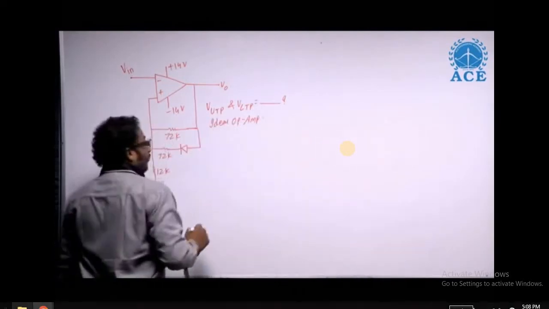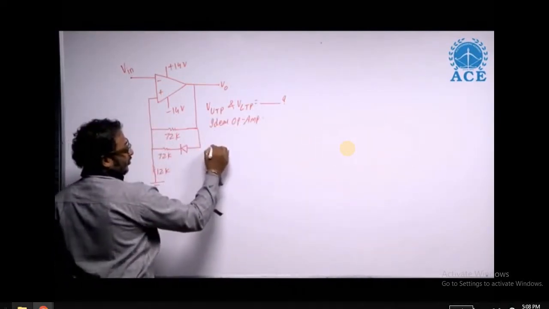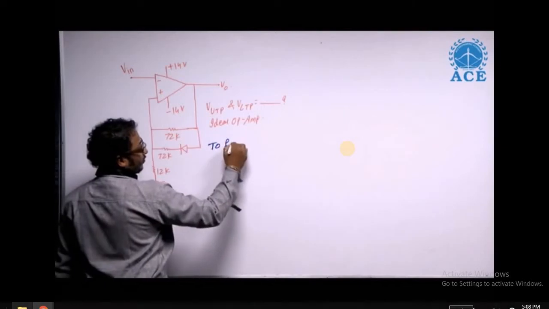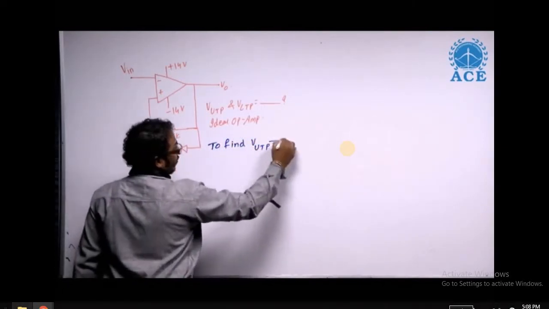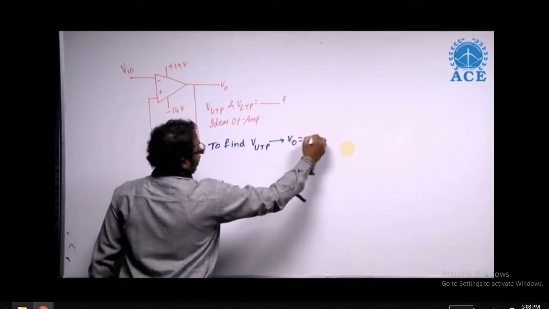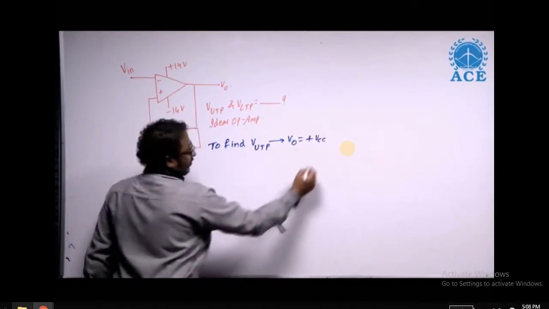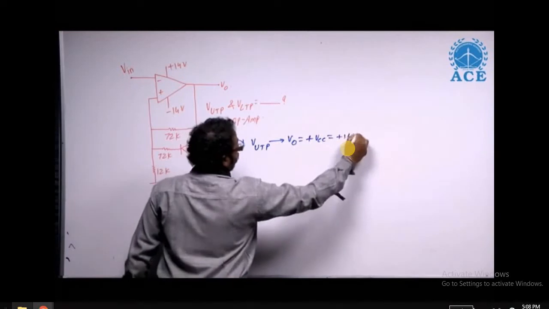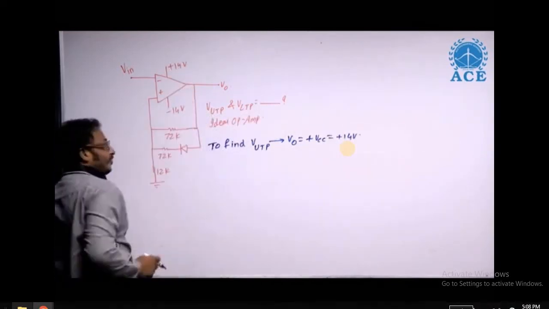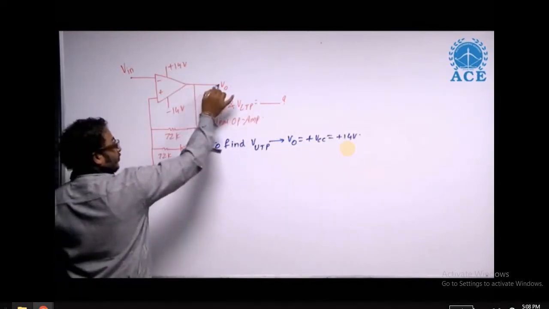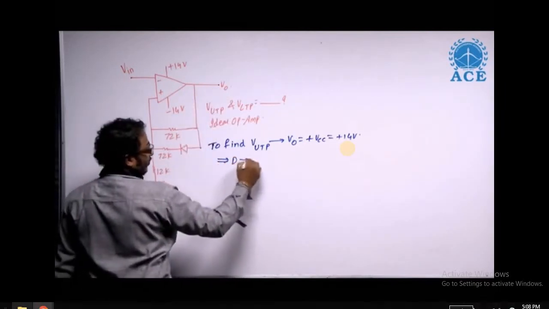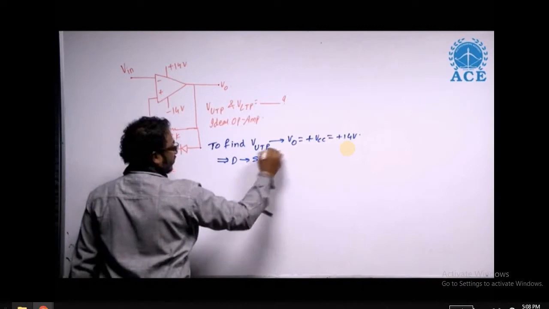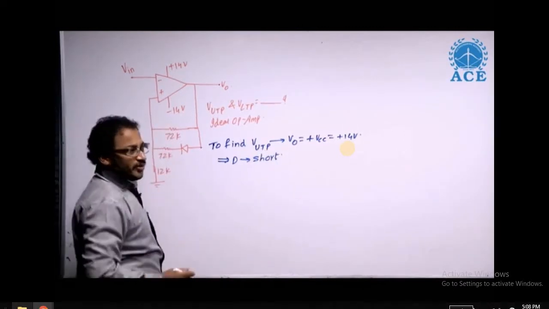Students, it is well known that to find the upper threshold point, or plus V reference, no doubt V naught must be taken as plus VCC. Am I right here? So let me take this as plus 14 volt, plus VCC. So if it is plus VCC, I understand the diode acts as a short, or forward biased, if we choose it as an ideal diode for simplification.